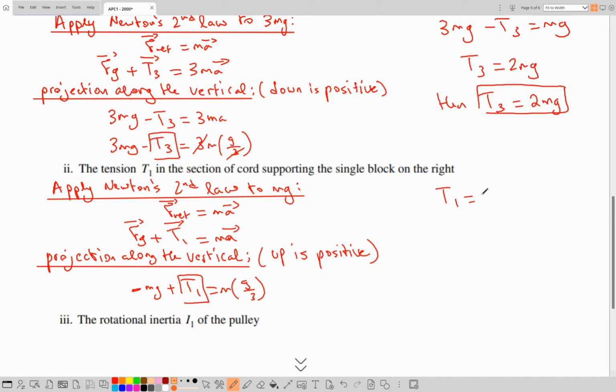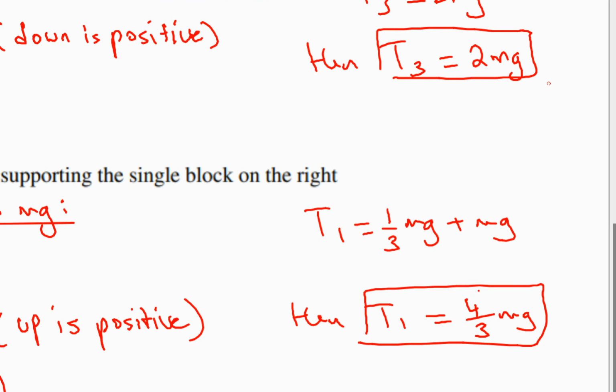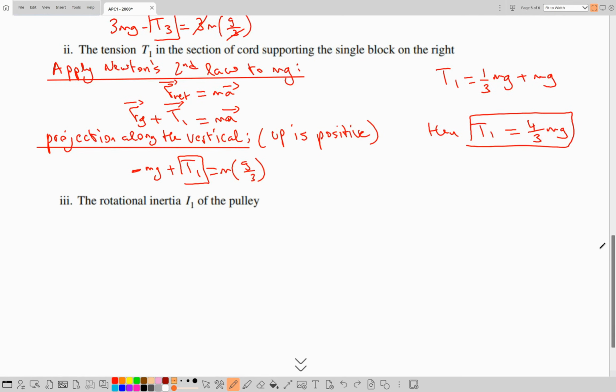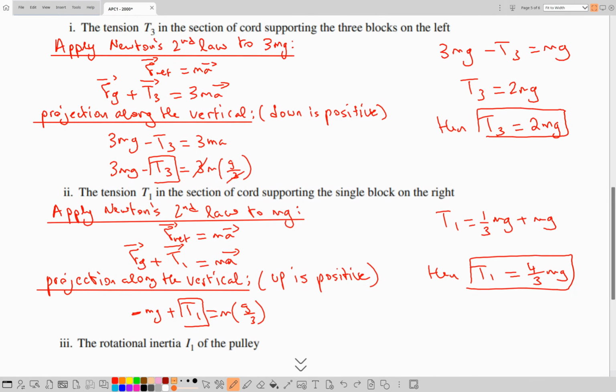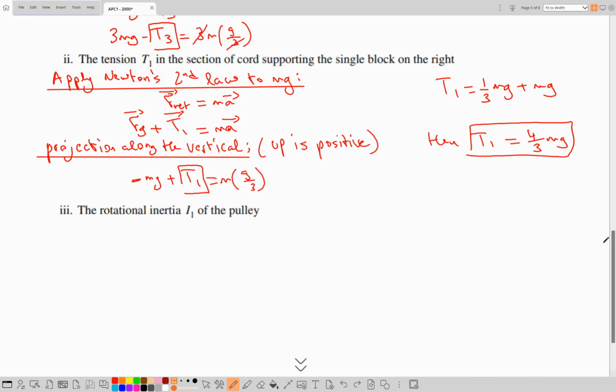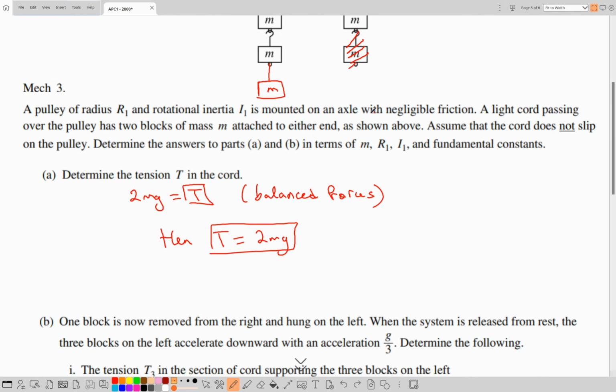Now T1 in this case would be 1 over 3 mg plus mg, which means that the tension T1 is given by 4 over 3 mg. And indeed, if you compare the factors between T1 and T3, 2 is greater than 4 over 3, which supports our previous claim. Now in idea number 3, notice that because these parts are labeled by ideas, they might be related to each other, and all answers are being expressed in terms of m and fundamental constants.